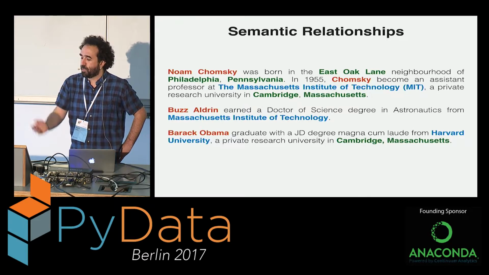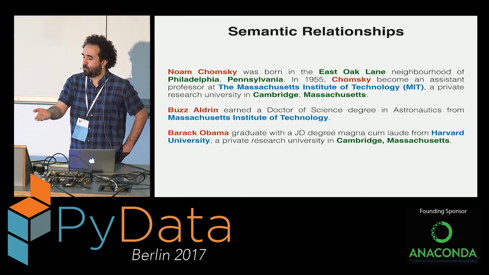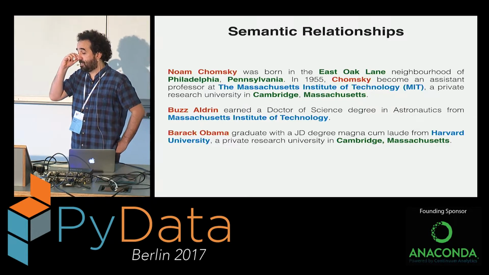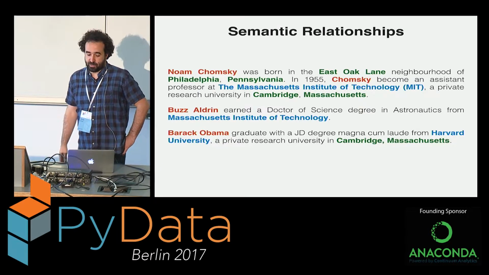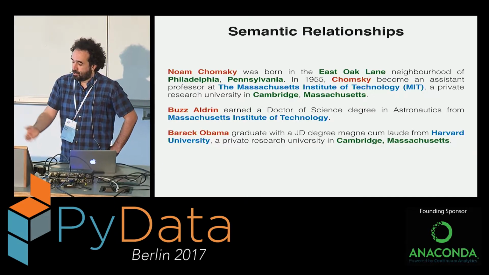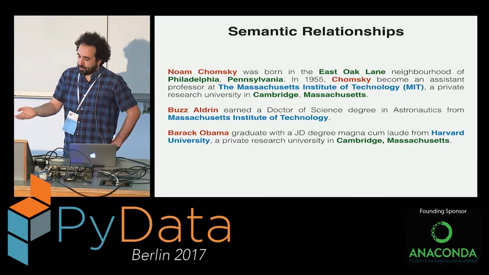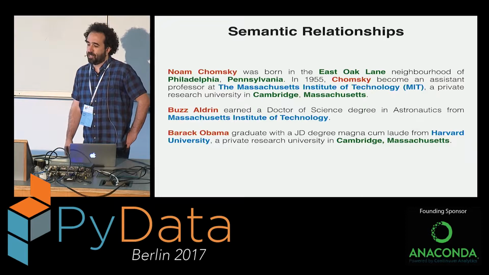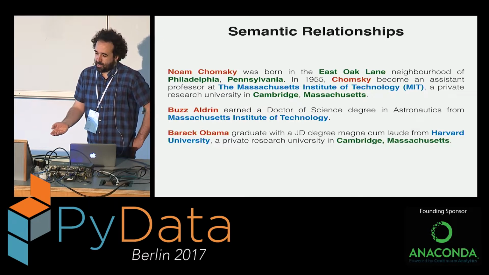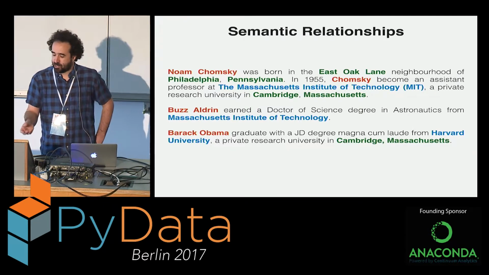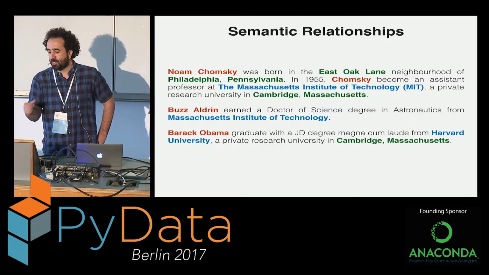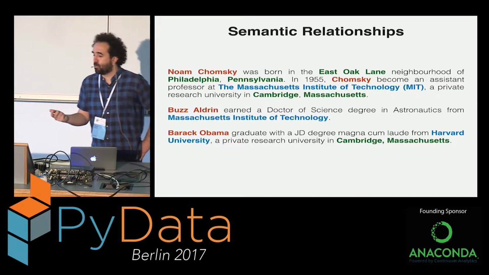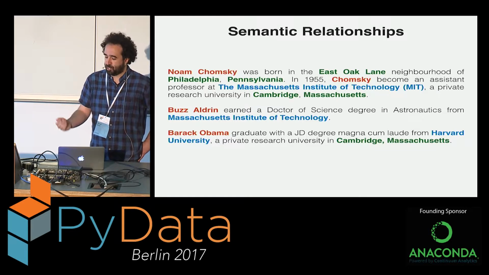And clearly we can see in the first one, between Noam Chomsky and East Oak Lane, it says that it was the place of birth of Noam Chomsky. In the second sentence, we can see that Buzz Aldrin studied at MIT, and so forth. So, semantic relationship extraction is just looking at these pairs of named entities and the textual context where they occur, and inferring whether a relationship is there or not.